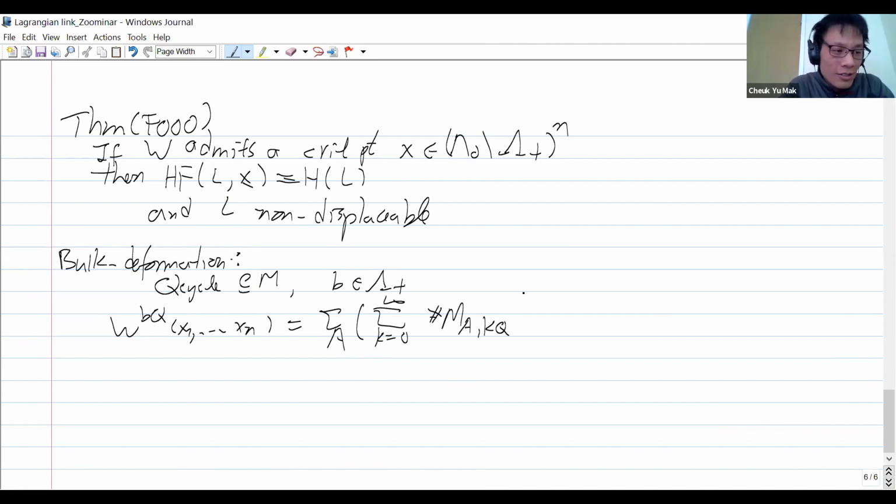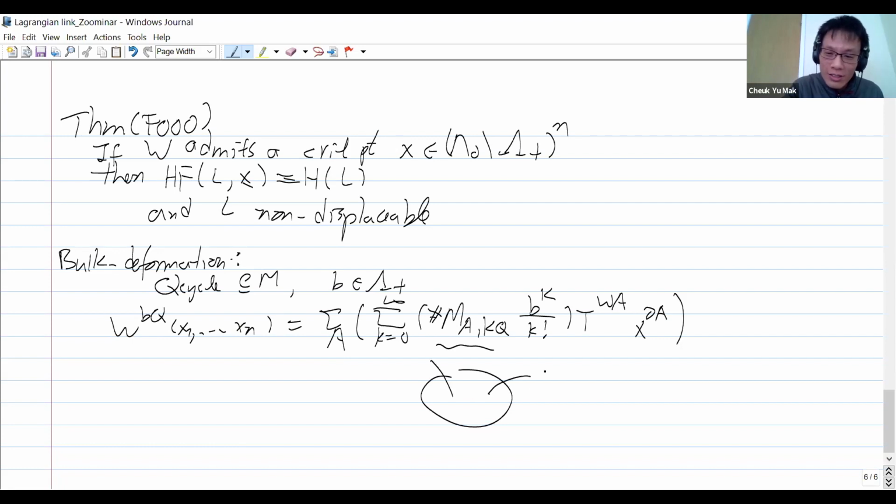The sum over k of b to the k over k factorial, T to the omega of A, x to the boundary of A. This term is counting disks which pass through the cycle Q at k interior marked points. This is one generalization, and there is also another generalization to the orbifold setting by Cho and Poddar.